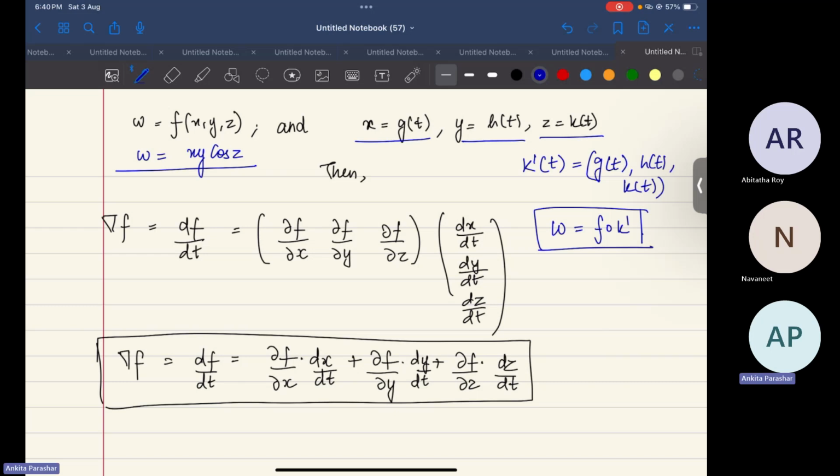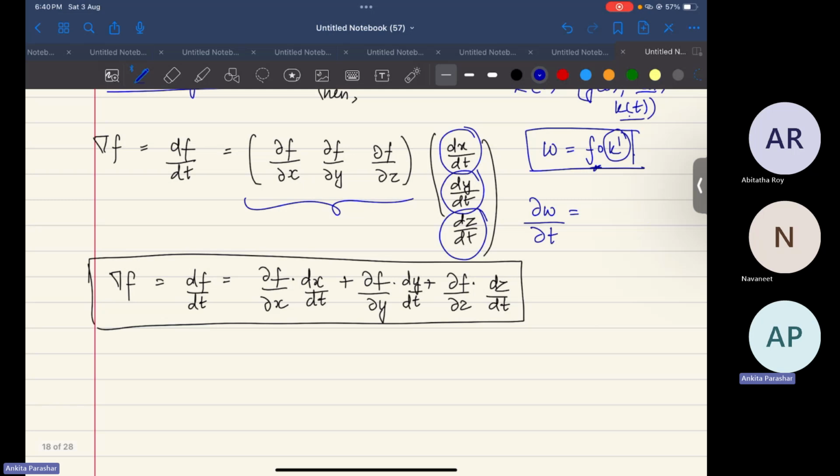Yeah, I think this is okay. So then dw/dt is nothing but this function f and then k prime. K prime is nothing but g, h, k, but you have to take the derivative of those. g'(t) is nothing but dx/dt, h'(t) is nothing but dy/dt, and k'(t) is nothing but dz/dt.